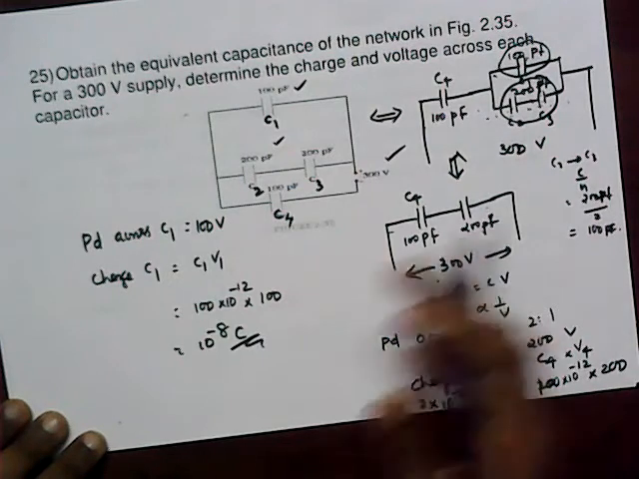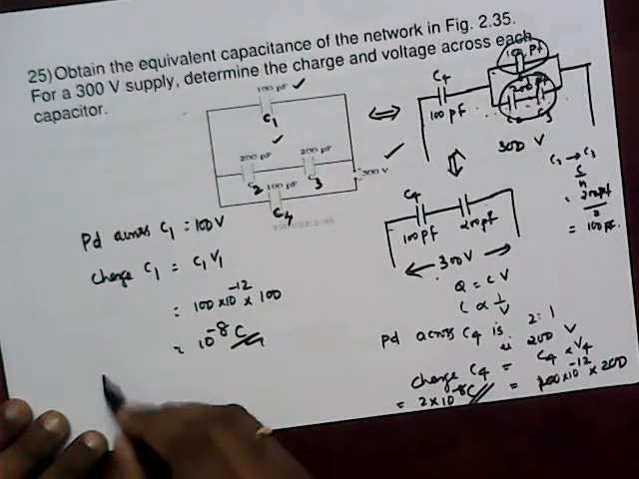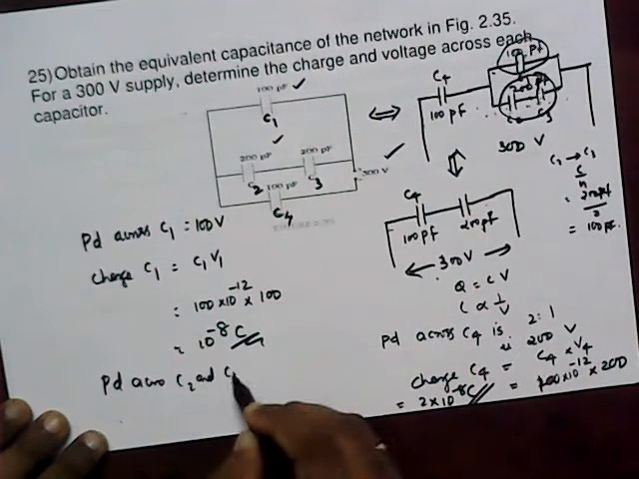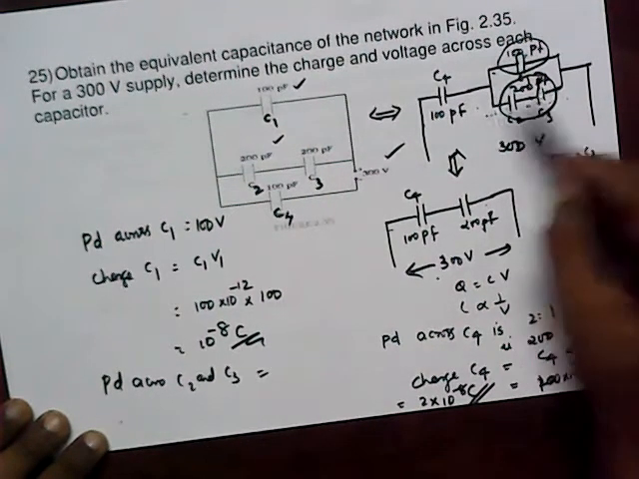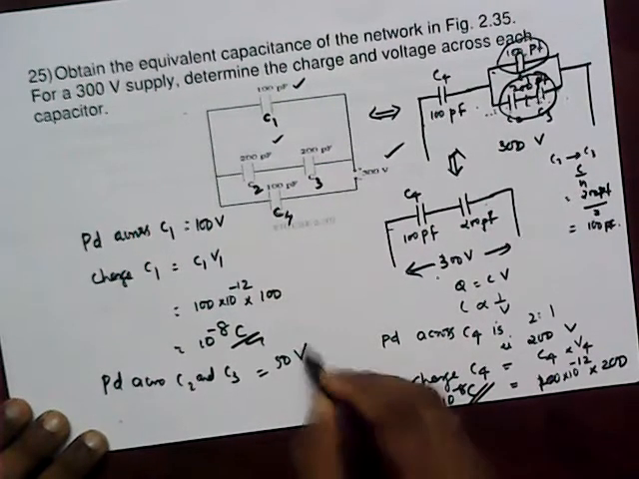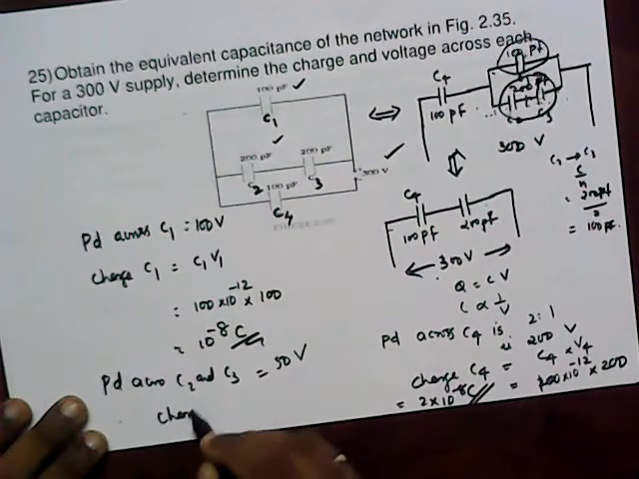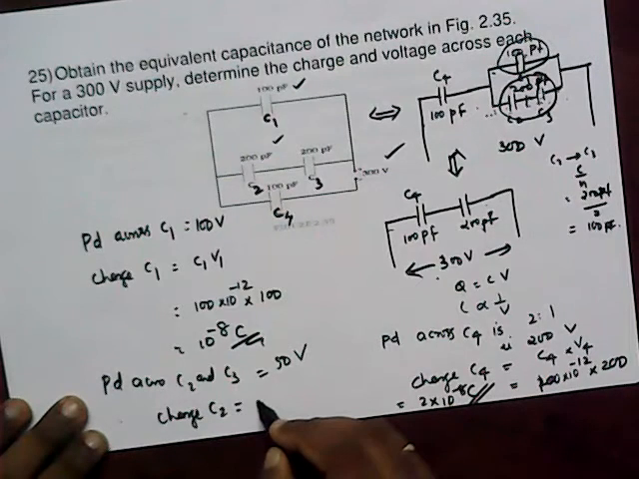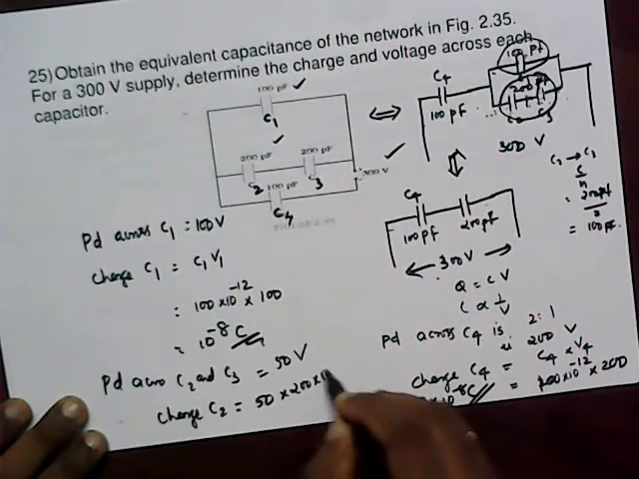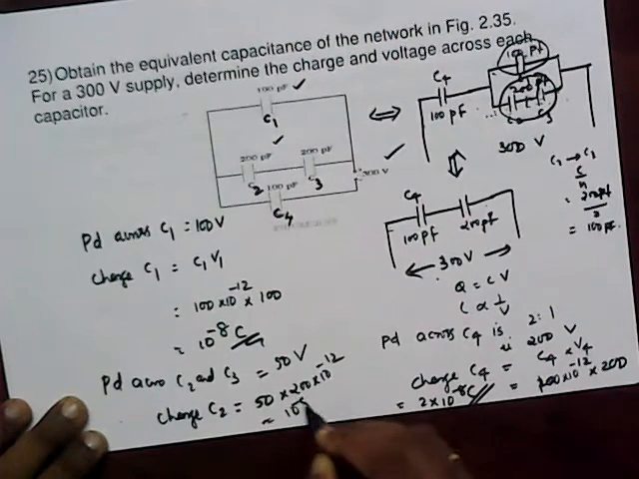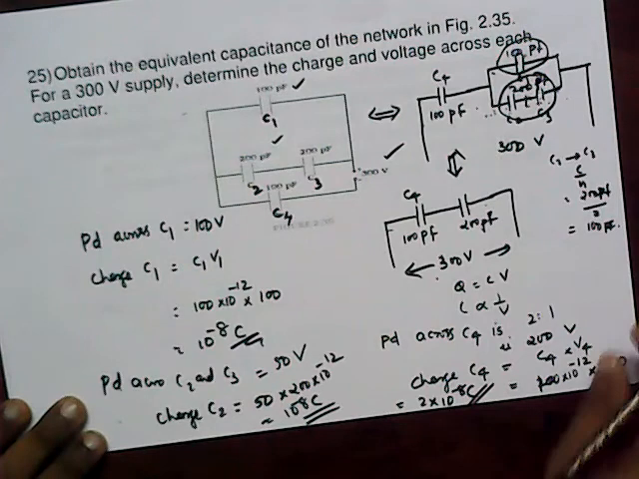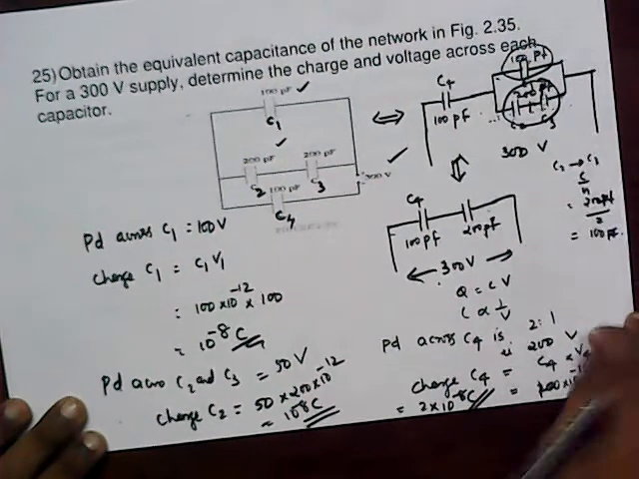Then the next one: what is the potential drop across C2 and C3? It is totally 100 volt, therefore each one has a potential of 50 volt. Therefore, the charge on C2 is simply that potential into that capacitance, that is 50 into 200 into 10 raised to minus 12, so 10 raised to minus 8 coulomb. The concept is simple if we just know the theory part of that question. So that is number 25.